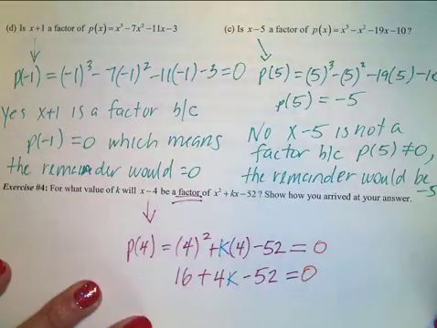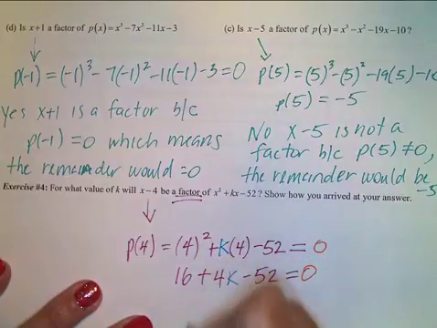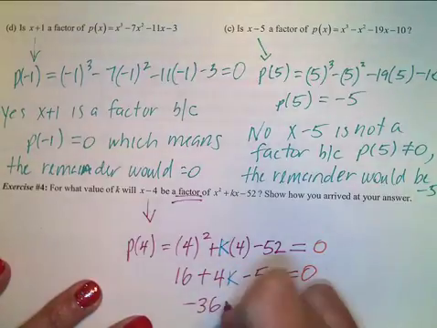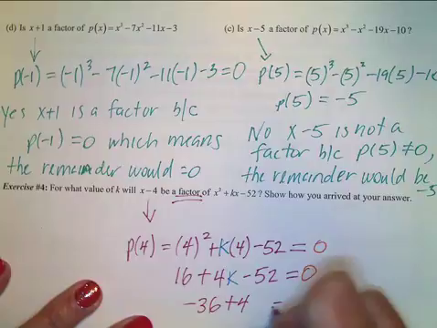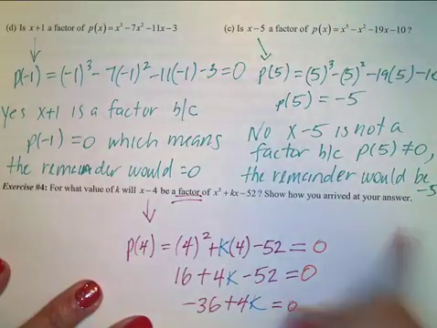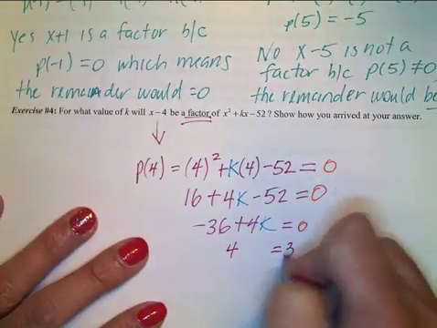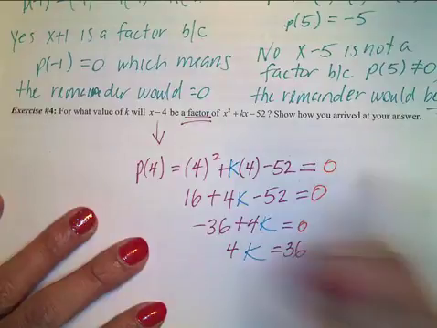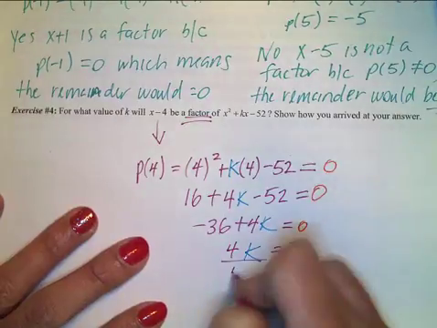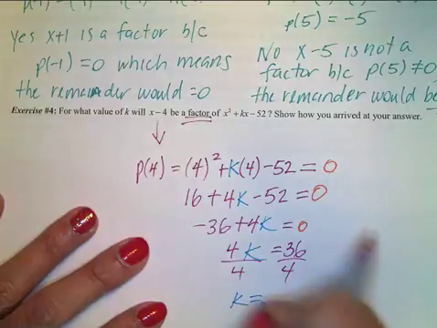So I can do my math, combine like terms. 16 minus 52 is negative 36. So I have negative 36 plus 4k equals 0. And I'm solving for k. So add 36. So 4k equals 36. Divide by 4. So k equals 9.